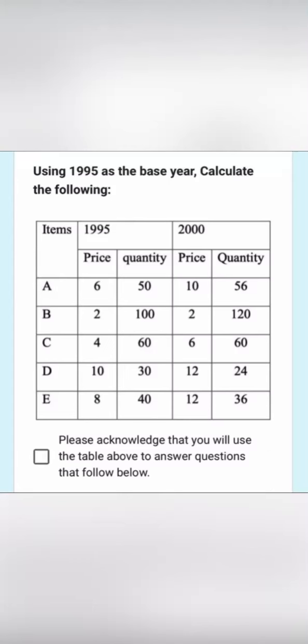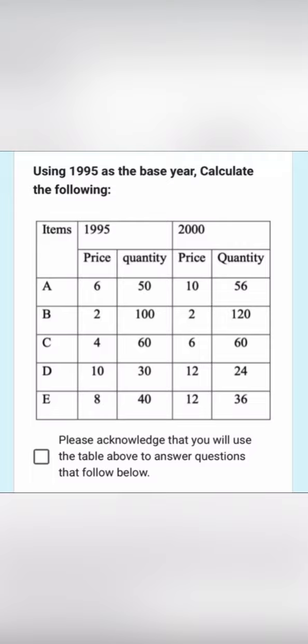Hello, back again. So there's this question which is on index numbers. Let me read this question. They are saying, using 1995 as the base year, calculate the following.